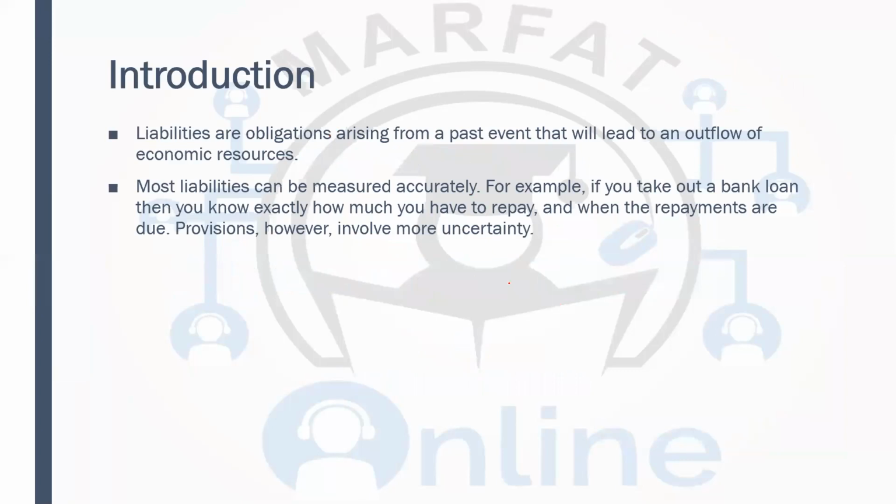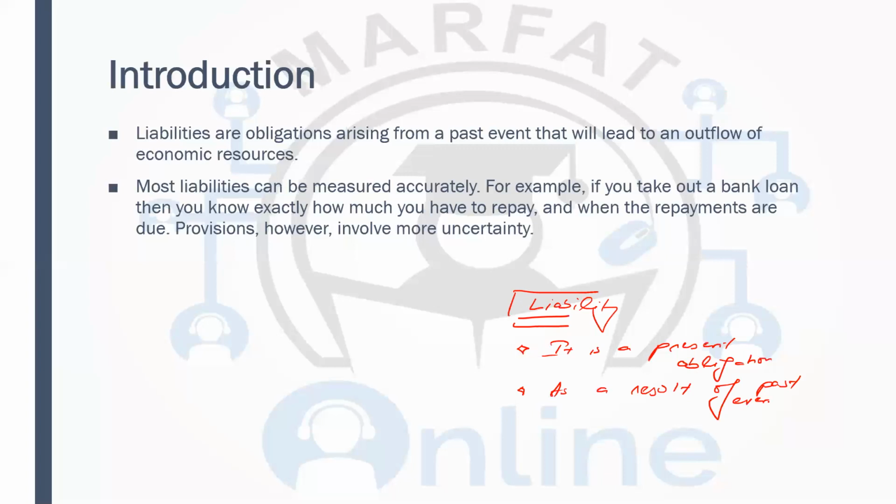The first thing you need to understand is that we have studied liability in our earlier accounting papers. Liability means that it is a present obligation as a result of a past event, and which will result in the outflow of economic benefits. So this is the plain definition of liability which we have studied in earlier accounting papers.